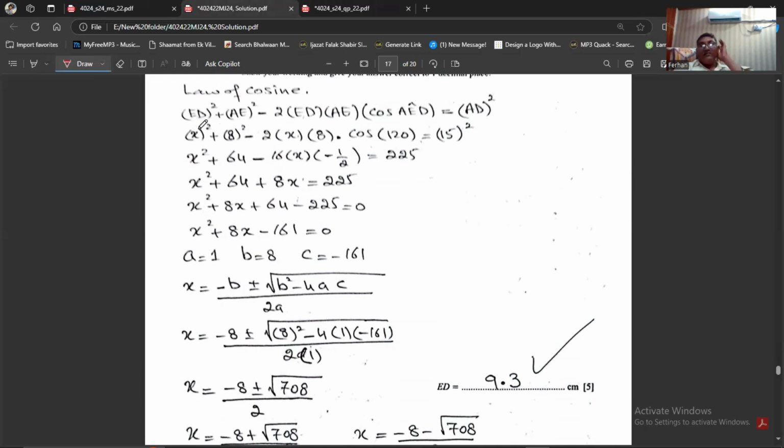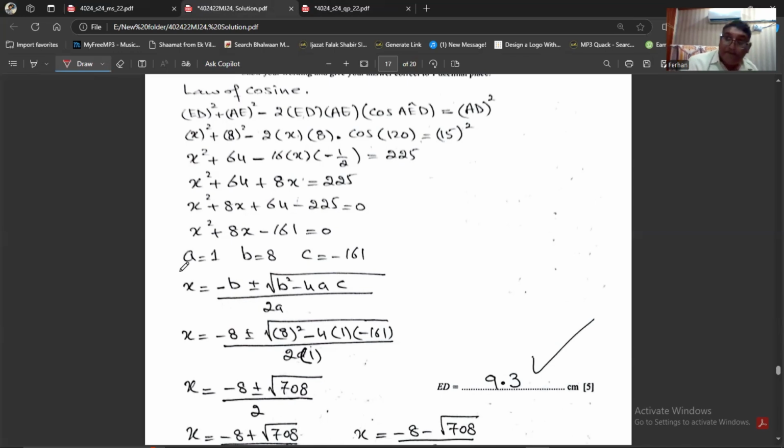ED, I want to find out. Let me call it x. So x square plus 8 square minus 2 into x into 8 into cos of 120 is equal to AD, which is 15 square. So this is x square plus 64 minus 16x into cos of 120, which is minus 1 by 2, equal to 225. So this 2 and this 16 will be cancelled, and minus minus will become plus. So you have x square plus 64 plus 8x is equal to 225. So x square plus 8x plus 64 minus 225 is equal to 0. So x square plus 8x minus 161 is equal to 0.